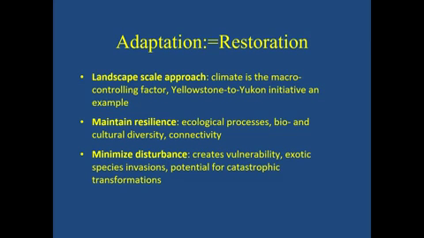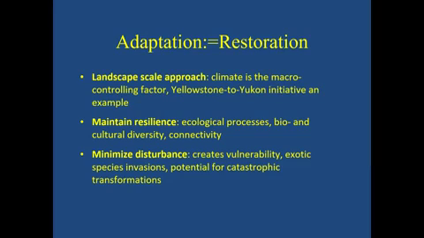The adaptation is also equal to restoration. So in other words, I've just talked about mitigation, how to keep CO2 where it is or reduce the amount of CO2 or take more of it out. Now let's take a look at the things that we can do to improve our adaptation to future conditions.